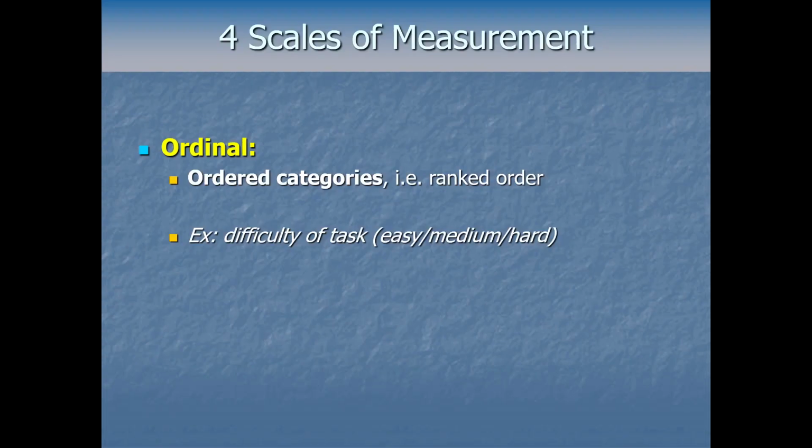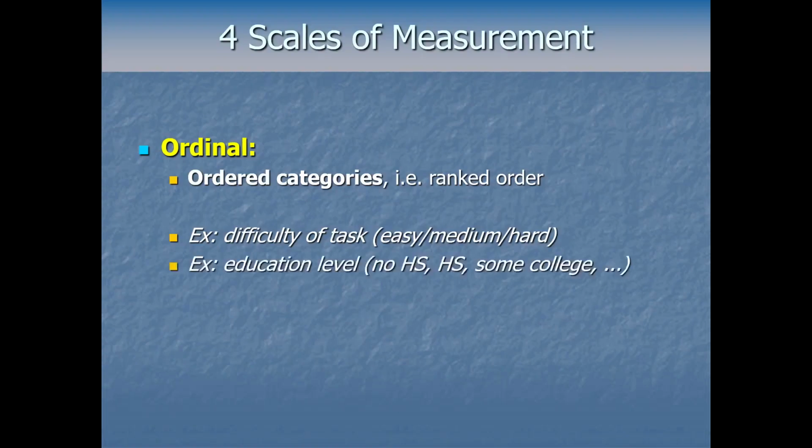That difficulty of task variable, it's measured on an ordinal scale. Easy is in fact less of that thing I'm measuring than hard. And medium is more of that thing than easy. So there's an inherent ordering to those three values.